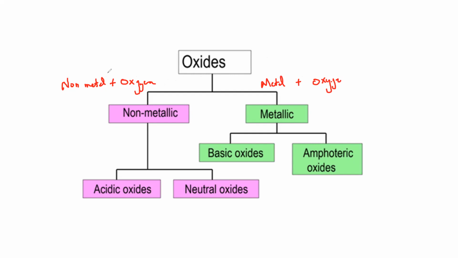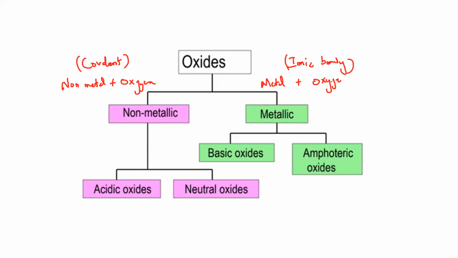So when two non-metals are there, what kind of bonding will they have? They will have covalent bonding. And when a metal reacts with a non-metal, oxygen being a non-metal, what kind of bonding will they have? They will have ionic bonding. So oxides can be divided first into non-metallic and metallic oxides, and then non-metallic oxides are further divided into two categories. One is called acidic, another one is known as neutral.